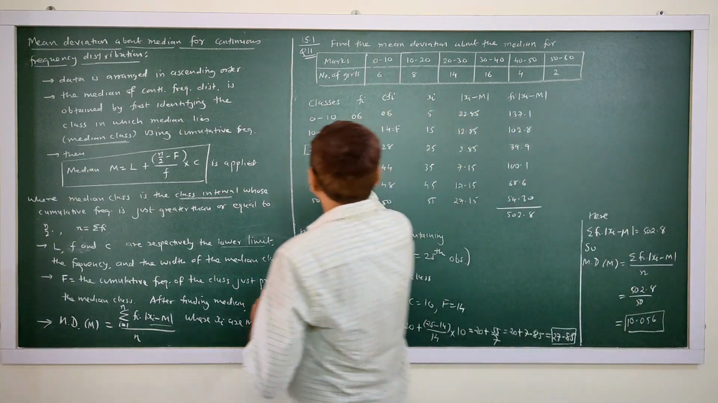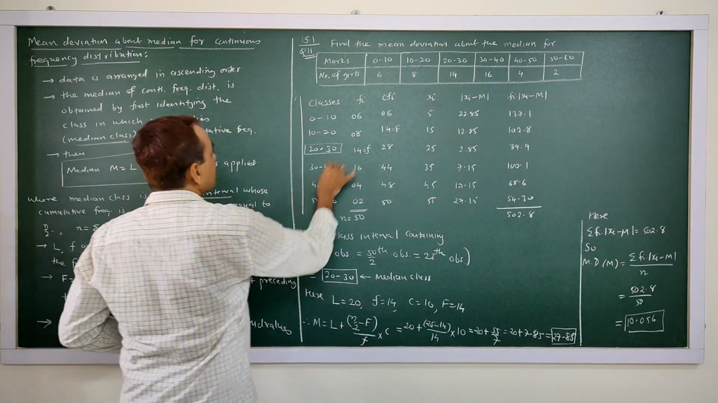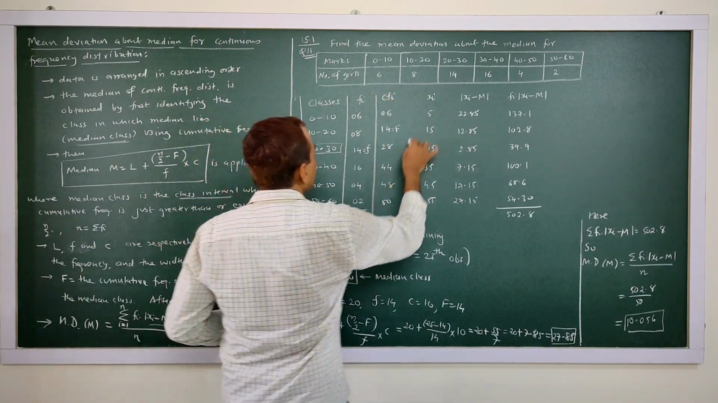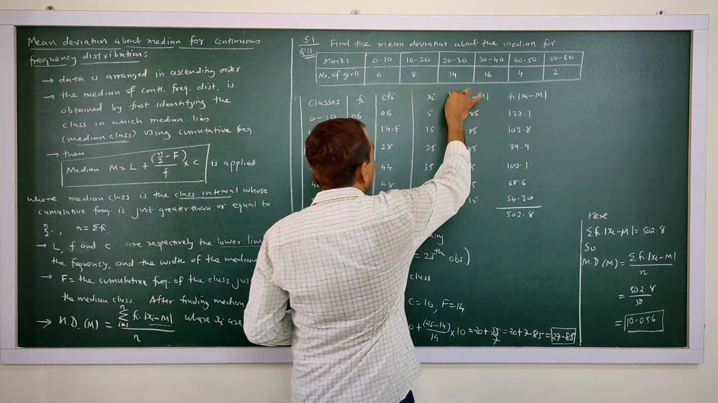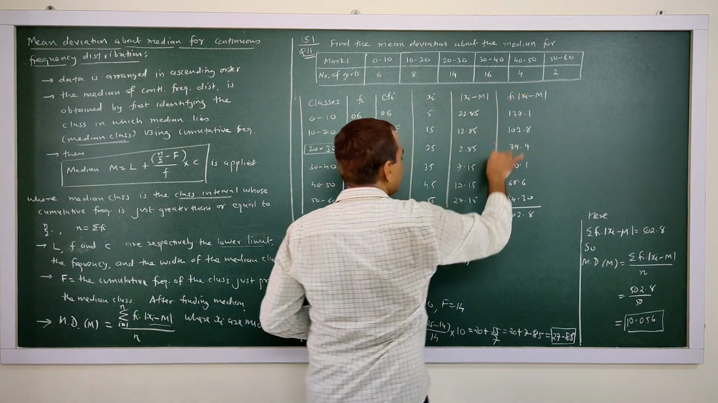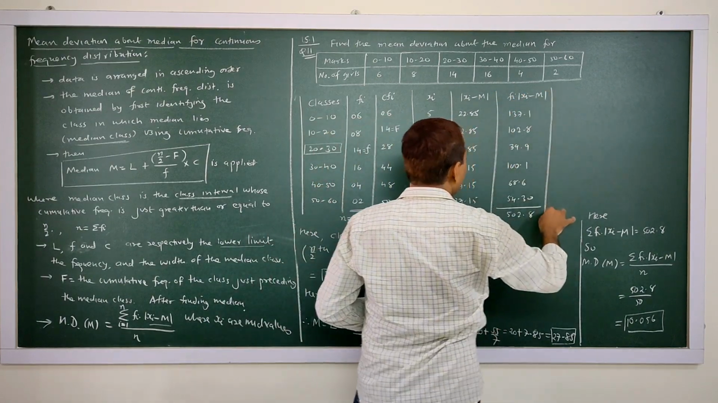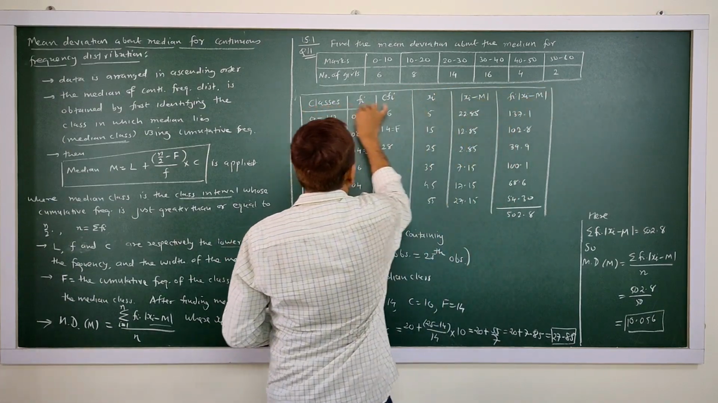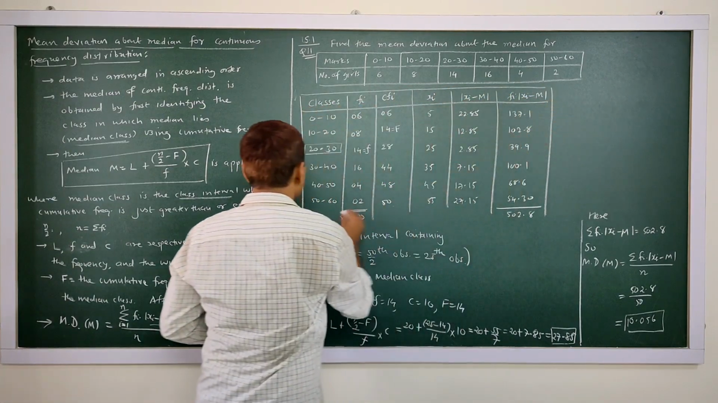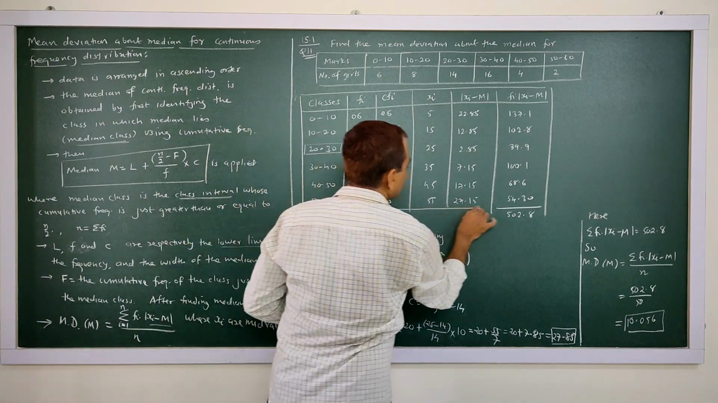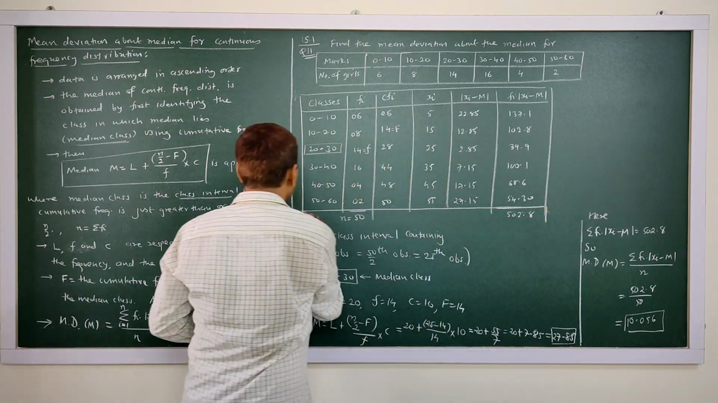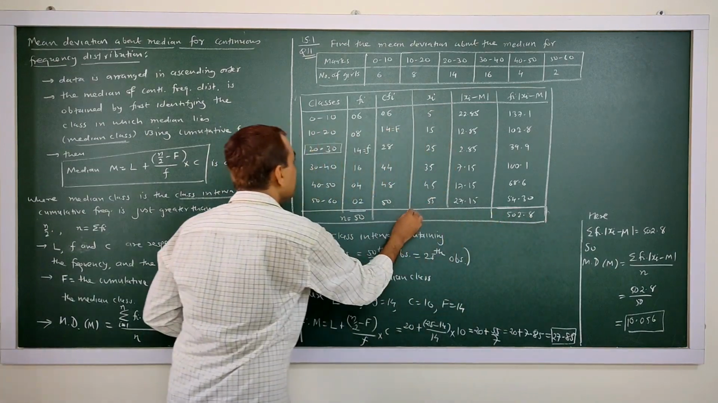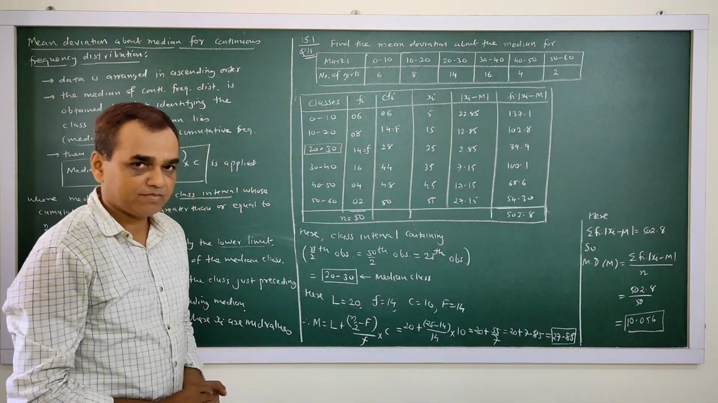So in this way, this table is prepared, and from the table the required values are observed or calculated, and the values are used in formulas. By this way, if a continuous frequency distribution is given, then the mean deviation about the median can be found.